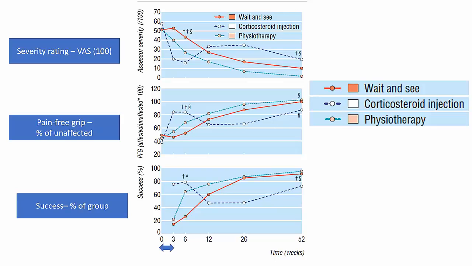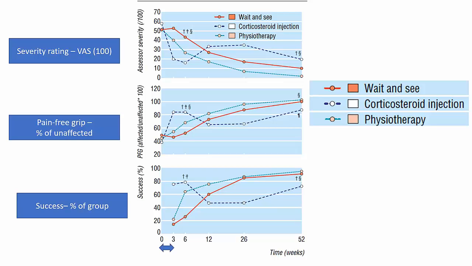But steroids do not. Again, grip strength similarly follows that pattern of regaining pretty much 100% grip strength within a year for all, apart from that group who had a cortisone injection. And again, success overall, 90% do quite well, which fits with the published literature if you wait and see or try some therapy.